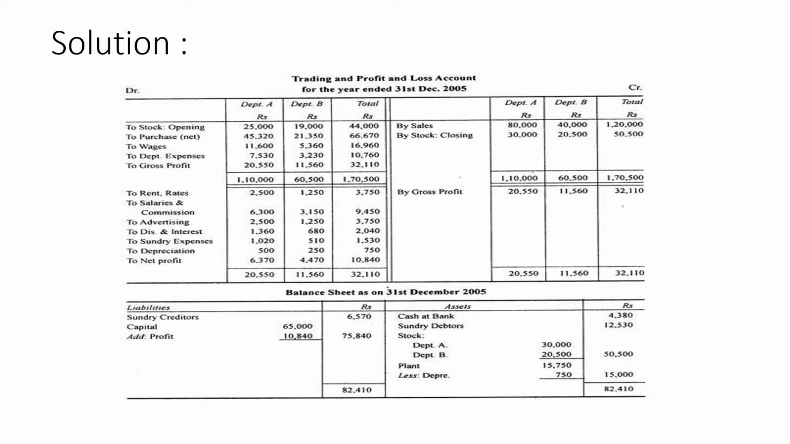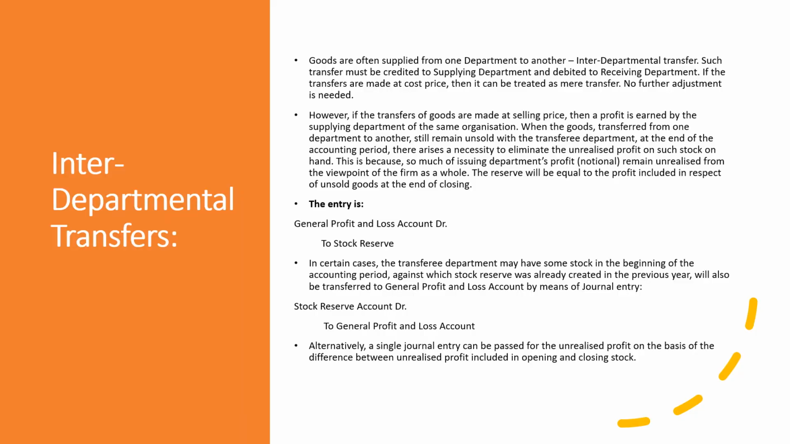Here the expenses were to be divided in a single ratio, that is 2:1. In certain cases you have to divide various expenses in a particular ratio, other expenses in another particular ratio, so you will do accordingly. Now there are interdepartmental transfers.